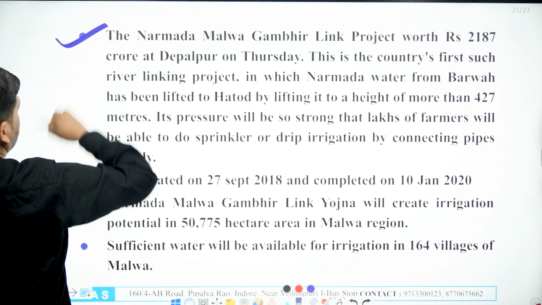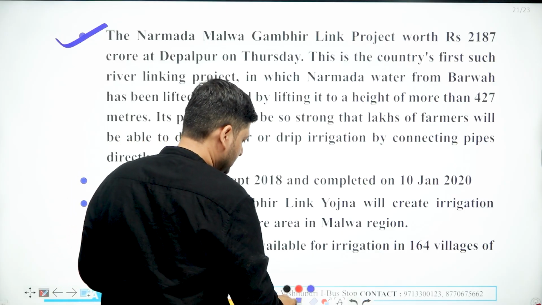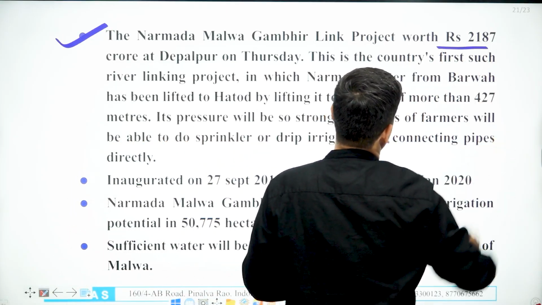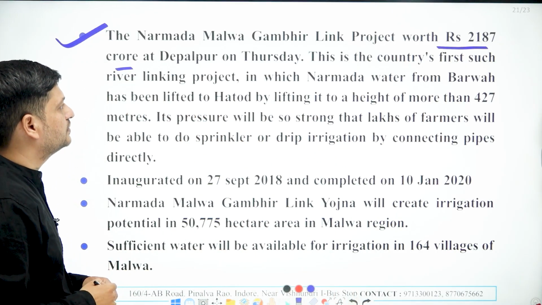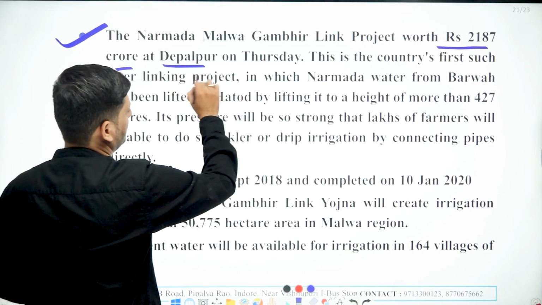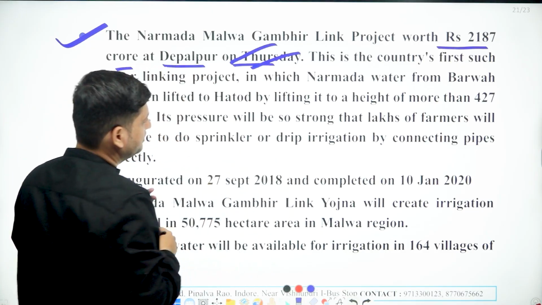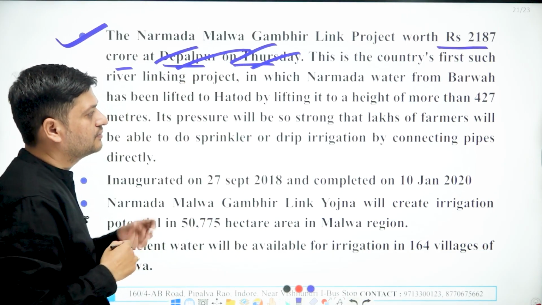Next, we can see that the Narmada Gambhir linking project costs around 2187 crore rupees, at Depalpur. We can see on Thursday, actually a mistyping has occurred here.